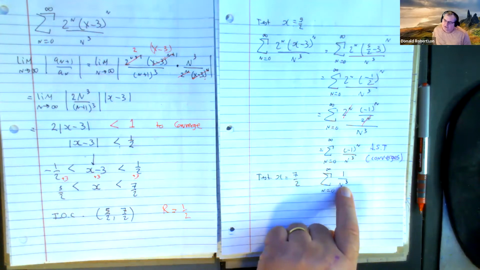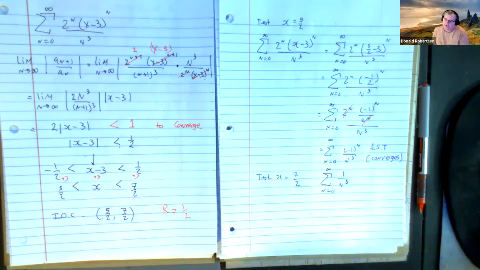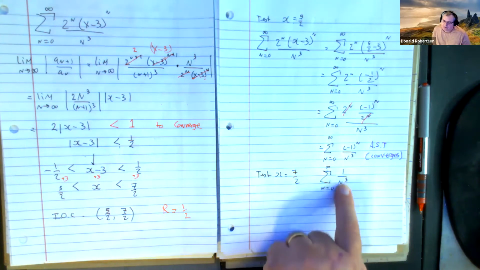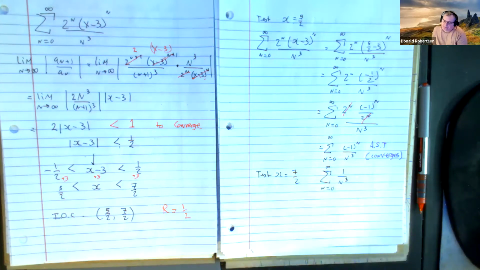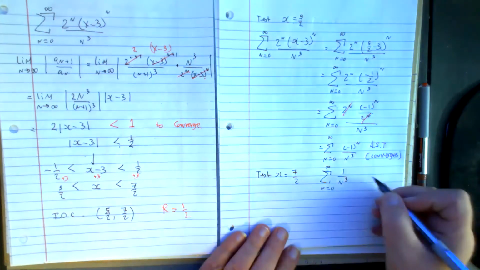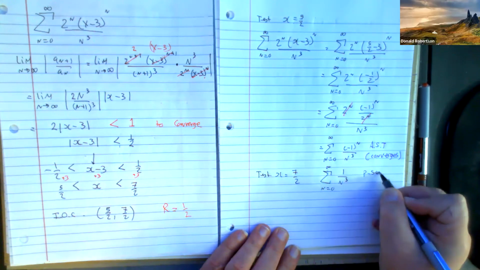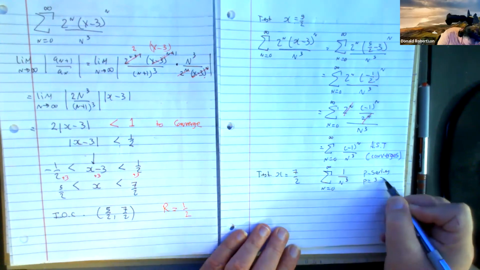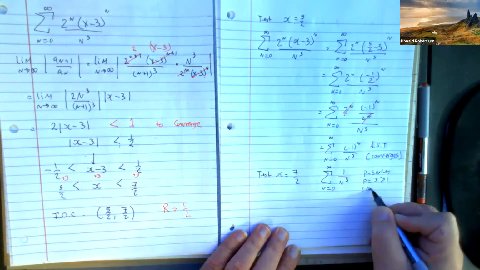What type of series is that? What test could I use? Because it's a pretty straightforward test. Who do you see here? P series. I agree. And it's a P series where P equals 3. And since 3 is bigger than 1, would you agree it converges?